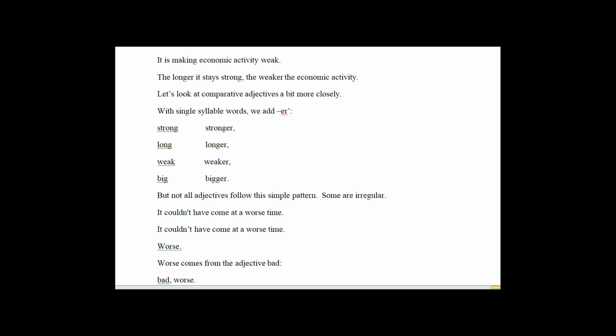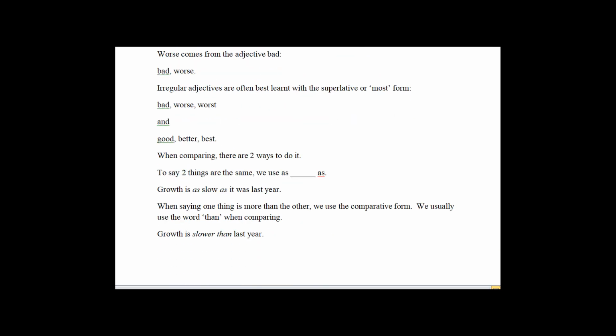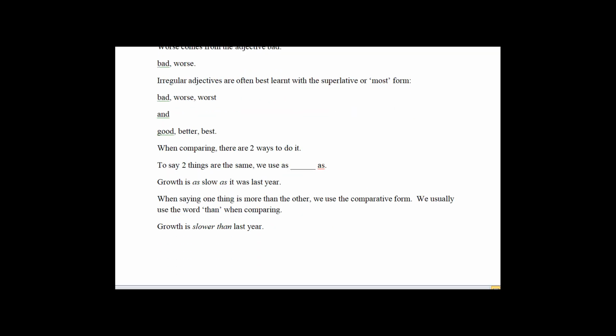Some are irregular. It couldn't have come at a worse time. Worse comes from the adjective bad. Bad, worse. Irregular adjectives are often best learnt with the superlative or most form. Bad, worse, worst. And good, better, best.